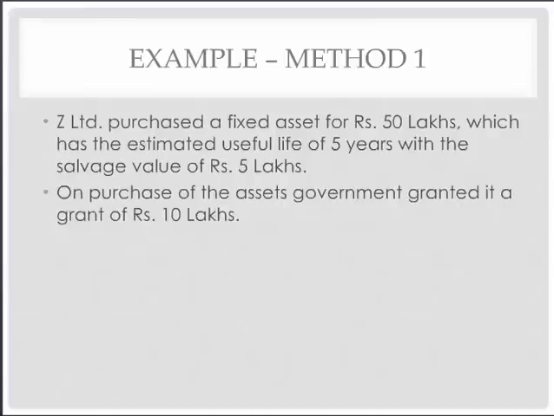However, on purchase of the asset, Z Limited received a government grant of 10 lakh rupees. Now, your cost becomes 50 lakh minus 10 lakh, which is 40 lakh rupees. Let us see what would be the journal entries in this example.